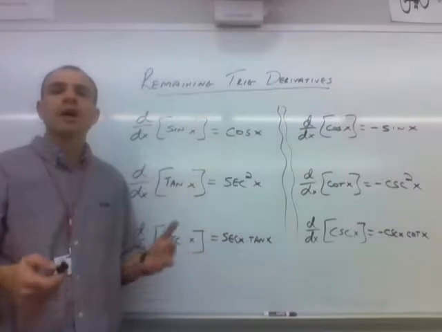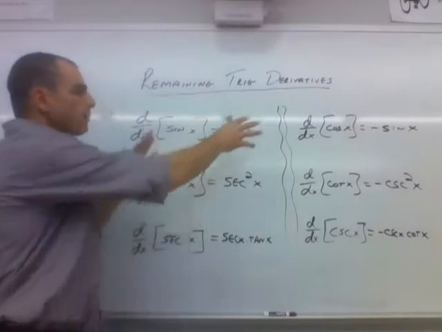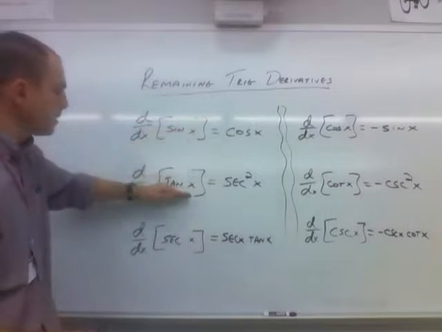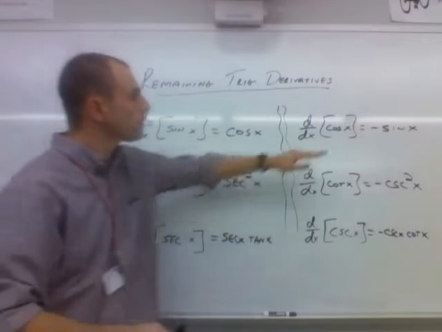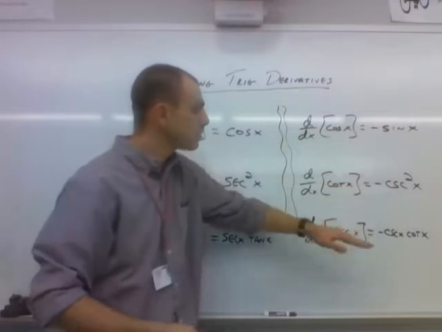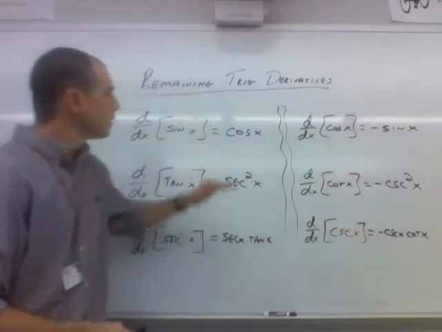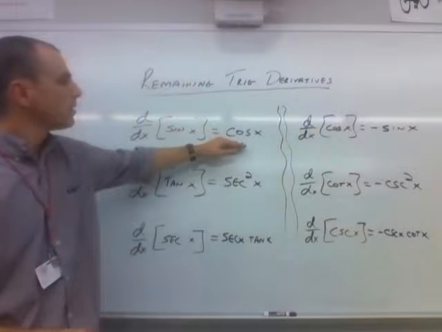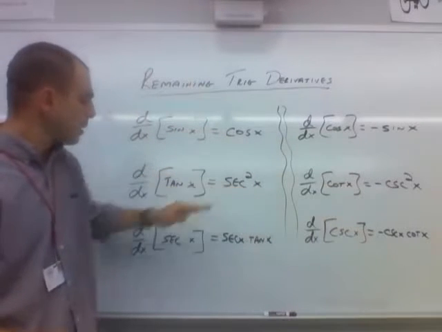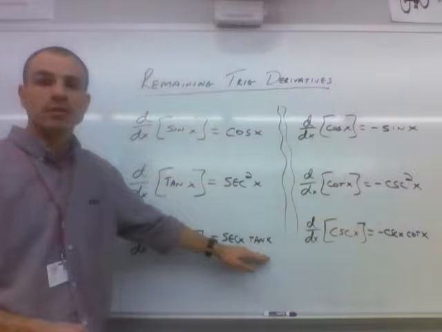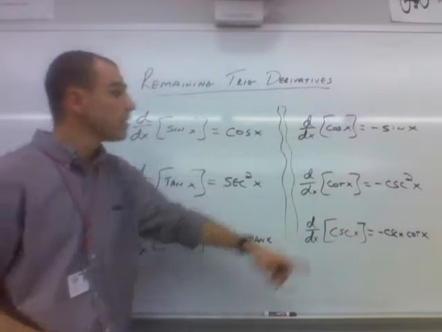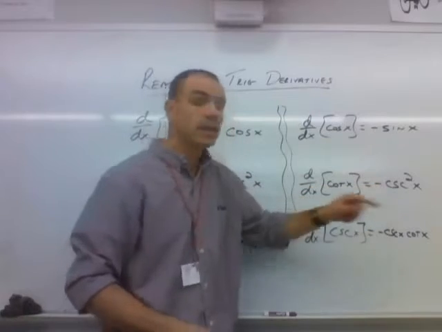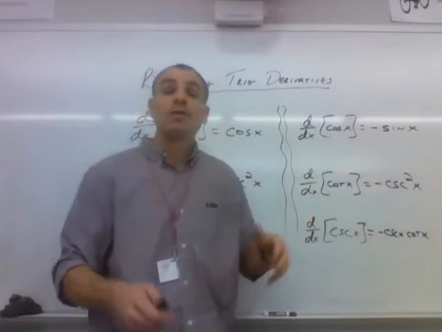And if you're having trouble trying to remember them, take a look at how I've written them right here. We've got sine, tangent, and secant over on this side. We have their cofunctions over on the other side: cosine, cotangent, and cosecant. Sine derives to cosine. Tangent derives to secant squared. Secant derives to secant times tangent. They're all positive. Look at the cofunctions and their derivatives. Their derivatives are all negative.